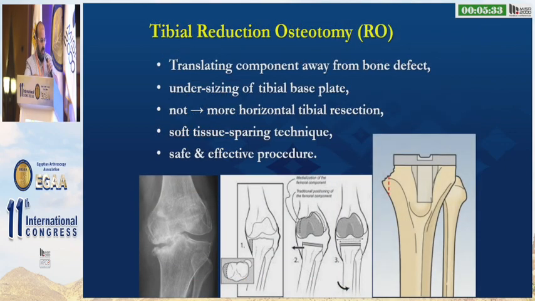Tibia reduction osteotomy. What you do, you translate the component away from the bone defect. You don't do more horizontal cut. Your osteotomy is vertical, and this is sort of soft tissue release, and this is a very safe and effective procedure.